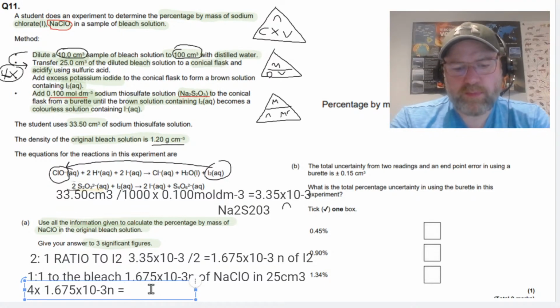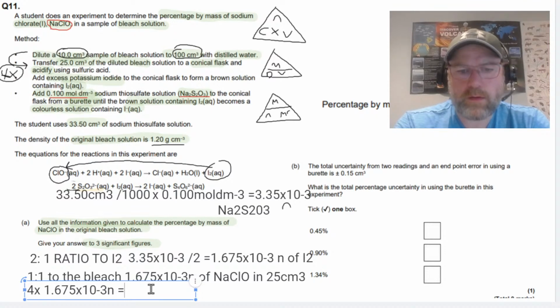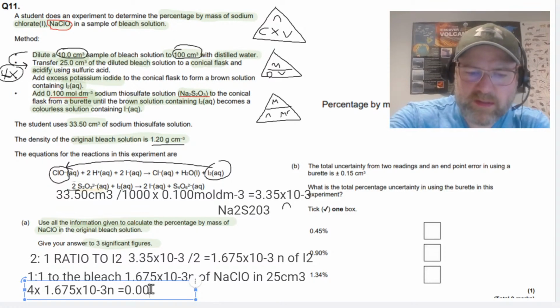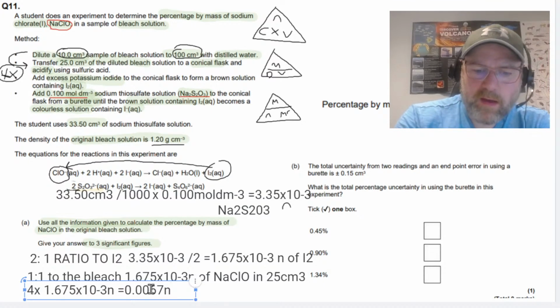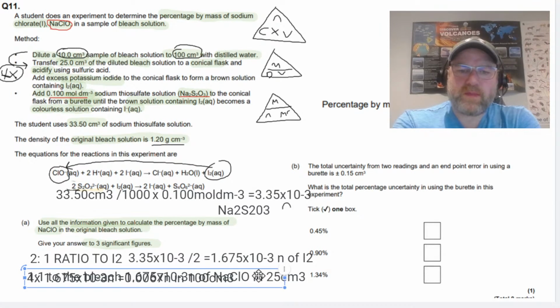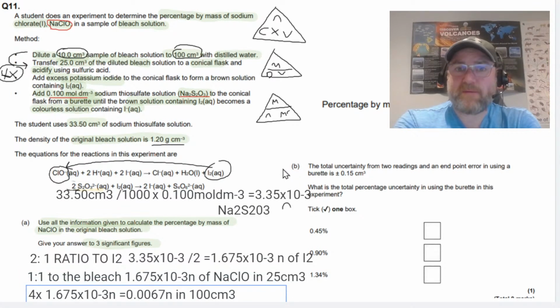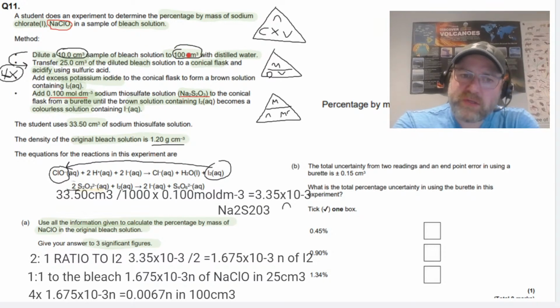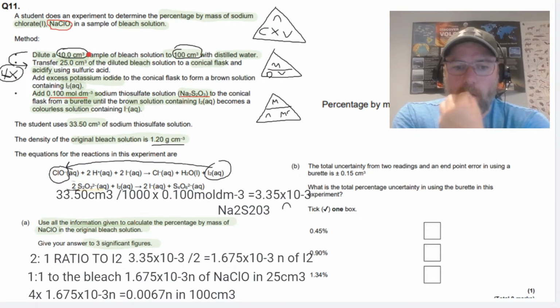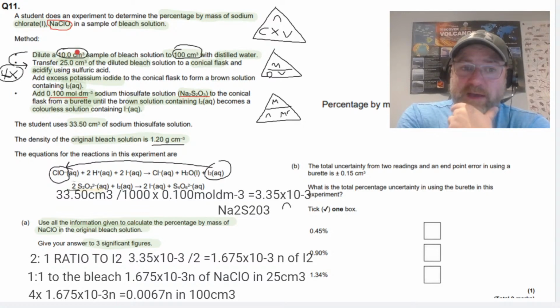Let's just times that by 4. So 0.0067 moles in the 100 centimeter cube. Now, this is where people might make their first big mistake. They might think, hold on, I had 100, but we started with 10. Now I need to divide by 10. No. All of those moles, that 0.0067 moles, were in there. And we just added some water to it to make it up to 100.